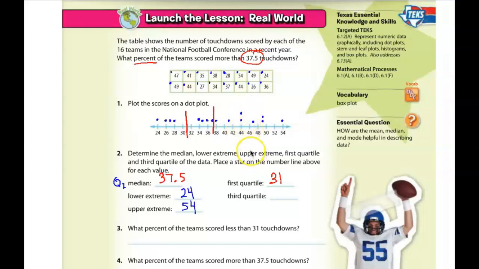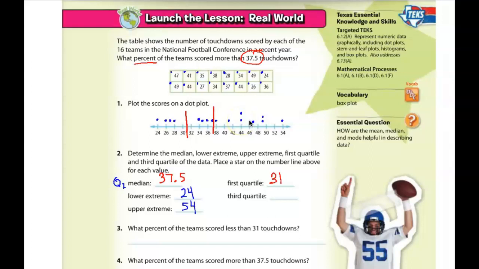What's the halfway number of the second half of data? Go ahead and answer that for me, please. Okay, it's going to be somewhere between 44 and 47, because we have 1, 2, 3, 4, 44 and 47. So 44, 45, 46, 47.